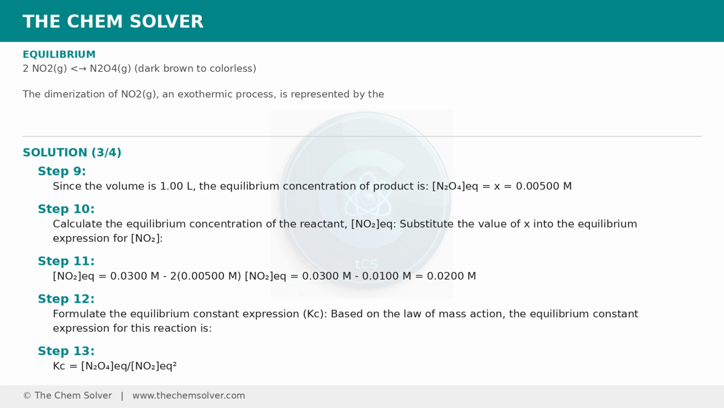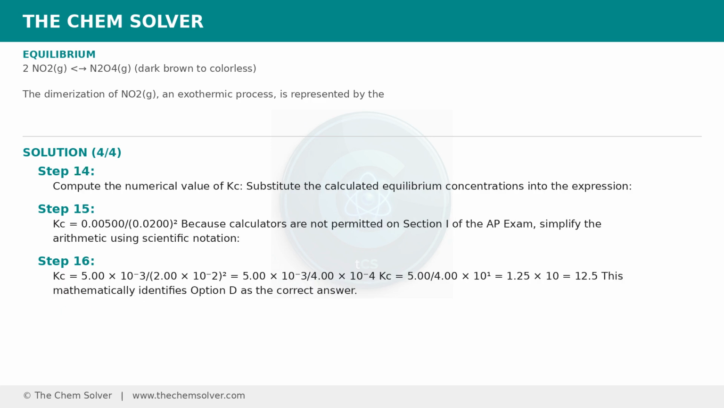Formulate the equilibrium constant expression, Kc, based on the law of mass action. The equilibrium constant expression for this reaction is Kc equals [N2O4] at equilibrium over [NO2] at equilibrium to the power 2. Compute the numerical value of Kc. Substitute the calculated equilibrium concentrations into the expression. Kc equals 0.00500 over 0.0200 to the power 2, because calculators are not permitted on section 1 of the AP exam.